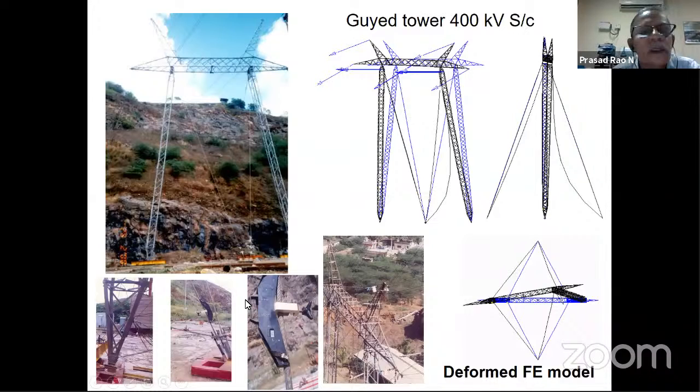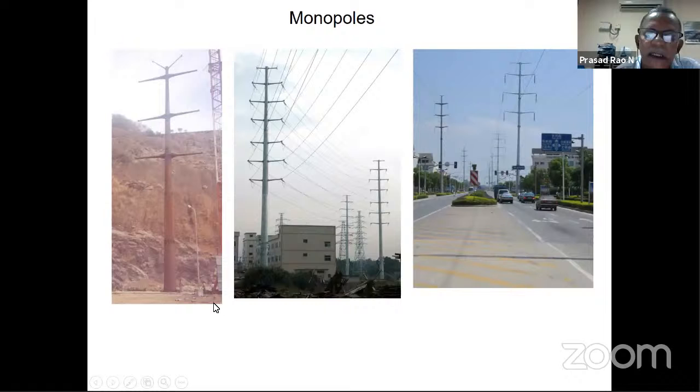And poles, this is called monopoles. If you see in an urban area, we don't have sufficient space. Getting land is a very, very difficult task. So we have to go for monopoles, though it is economically more costly, but it occupies very less space. This is a 400 kV double circuit tower, which is occupying 15 meter by 15 meter in the ground when it is a self-supporting structure. When it becomes a pole, it occupies only 1.5 meter diameter.